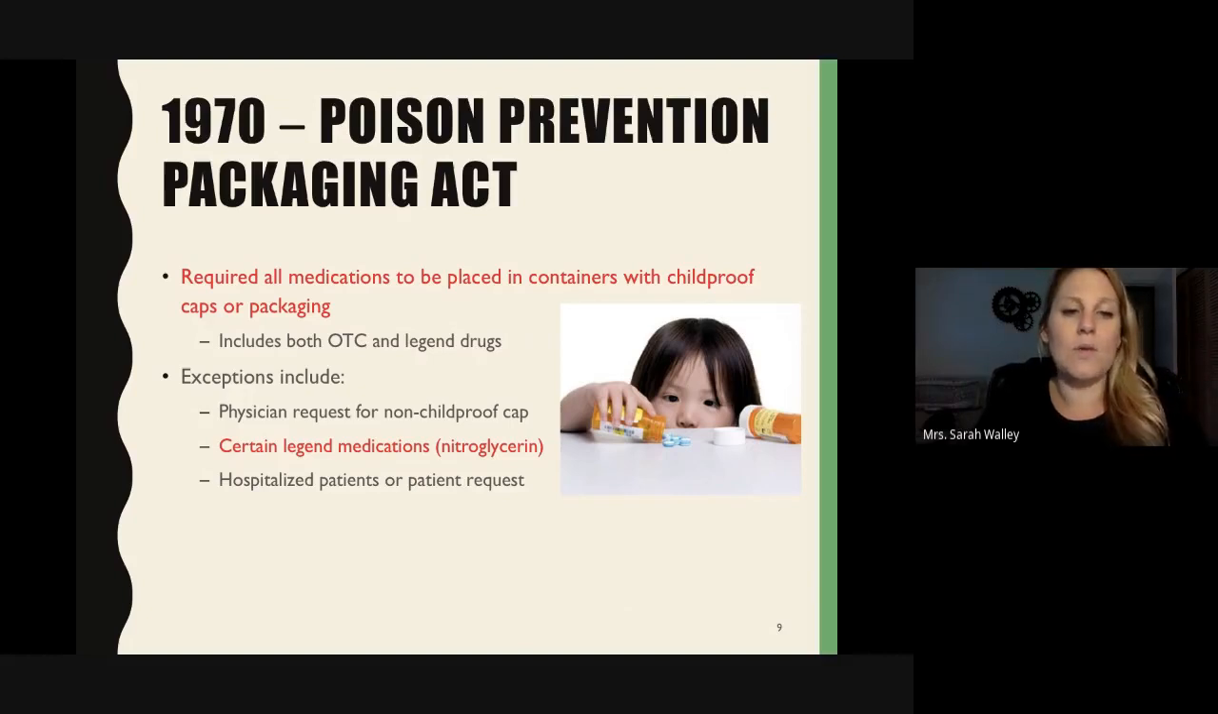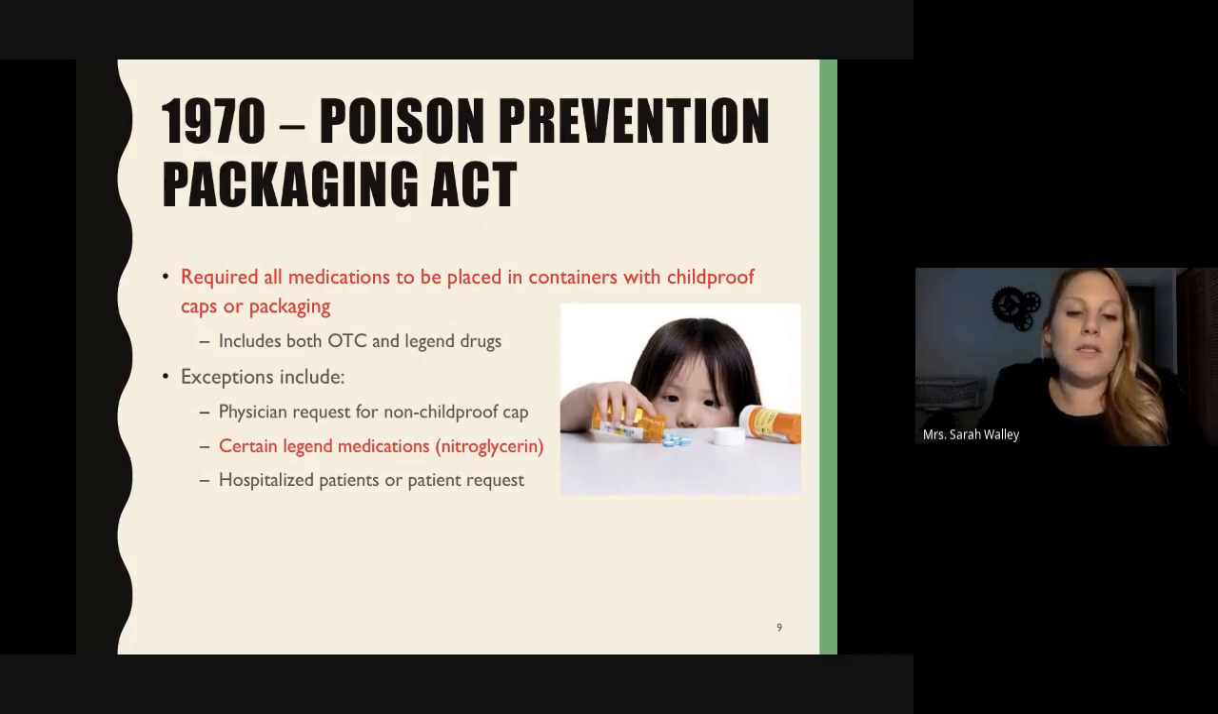Some exceptions include if your physician requests a non-child-proof cap. Certain legend medications like nitroglycerin have to be in a certain bottle, and it has to be very quickly accessed. So they put them in non-child-proof bottles and packaging so that the person can get it quickly. Nitroglycerin is given for something called angina. It's a chest pain that someone gets. It's a rapid acting chest pain that happens super fast, and so they need that medication pretty quickly.